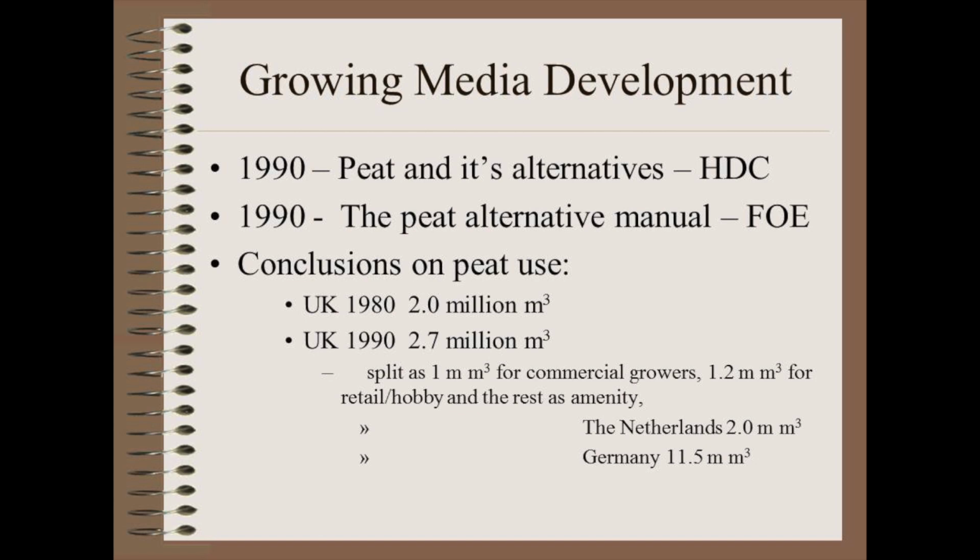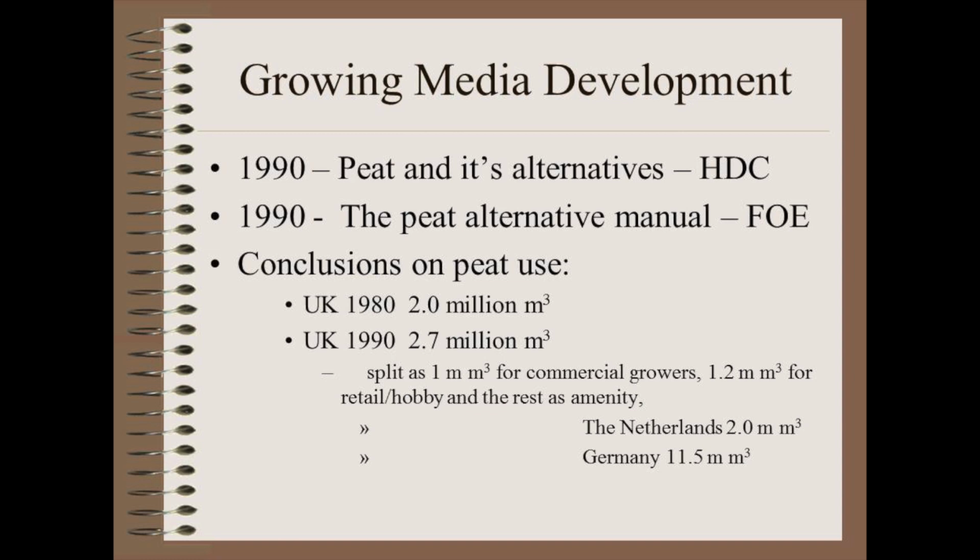So in terms of actual overall peat use in the 1980s and 90s, as you can see from the slide, we had about 2 million cubic metres of peat being used in the 1980s, which increased to about 2.7 million in the 1990s. This was split just about evenly between commercial growers and the amateur market, with a bit being made up for use in the amenity market.